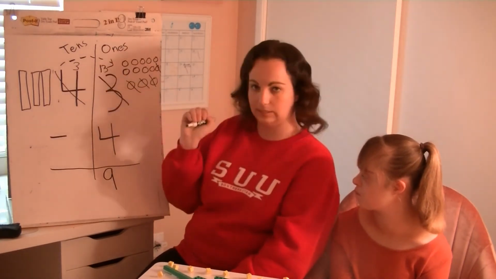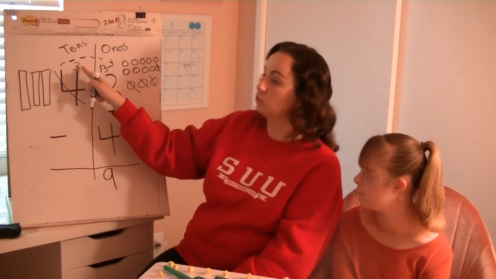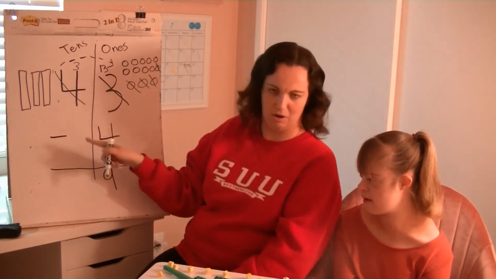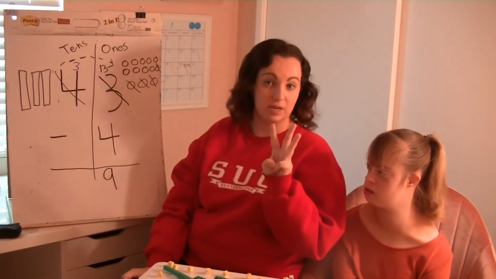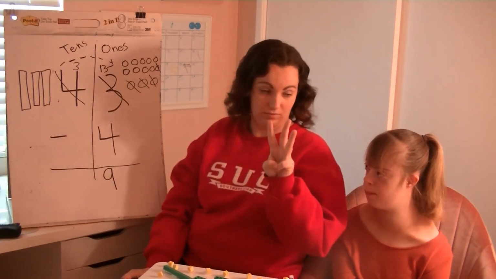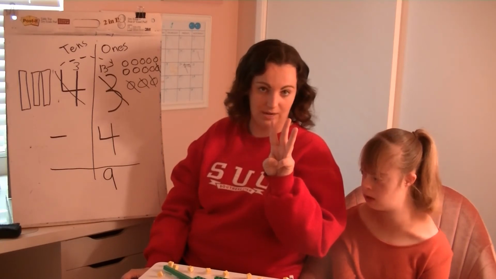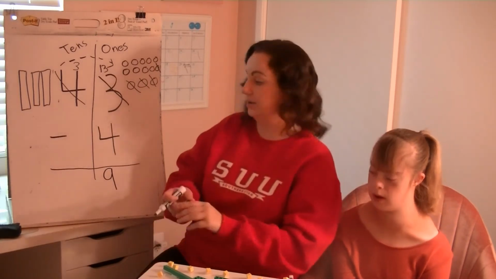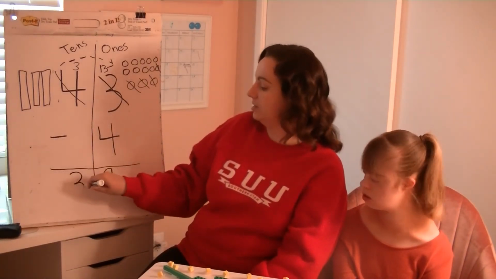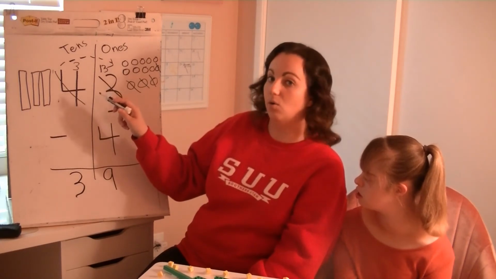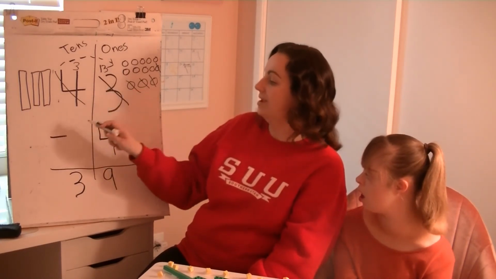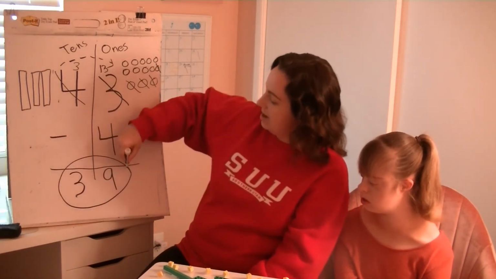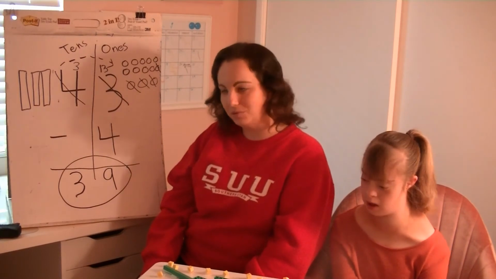Let me go over to the 10 side. Remember, I now only have 3 10s. Take away, is there anything there? No. So 3 take away nothing is still 3. Yeah, 3 take away nothing is still 3. So I write that down here. Now I have my whole problem solved. 43 take away 4 equals 39. Very cool.